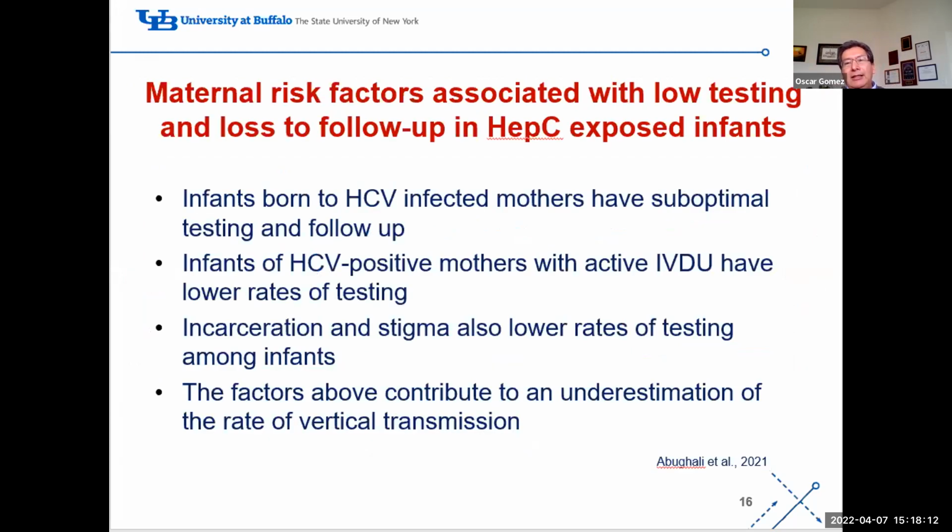In addition to this, it is known from other publications that infants born to hepatitis C infected mothers have suboptimal testing, that infants from hepatitis positive mothers who are actively using IV drugs have lower rates of testing. In addition, incarceration of some of these women, and the stigma of being positive for Hep C and being opioid users, also lower the rate of testing, to the point that all of these factors are contributing to the underestimation of the real rate of vertical transmission of hepatitis C.